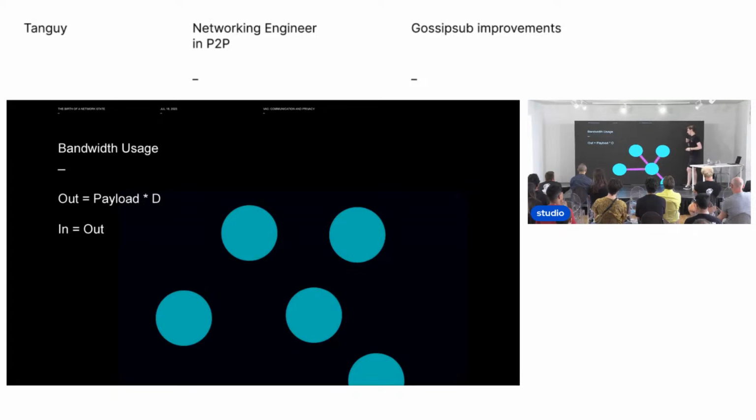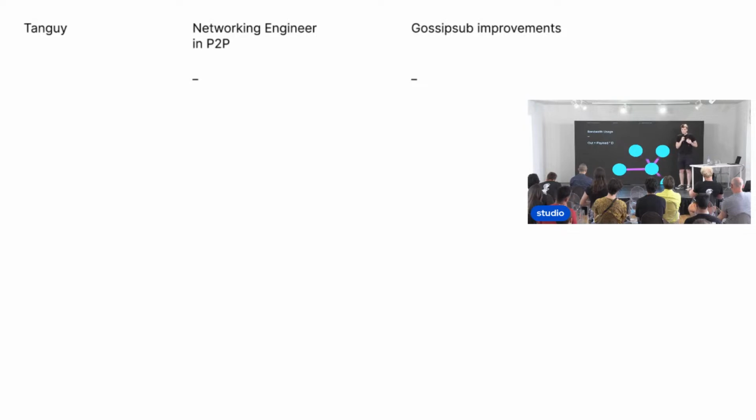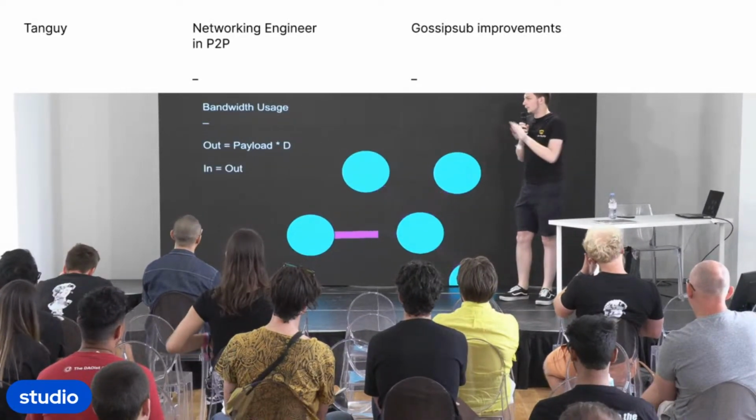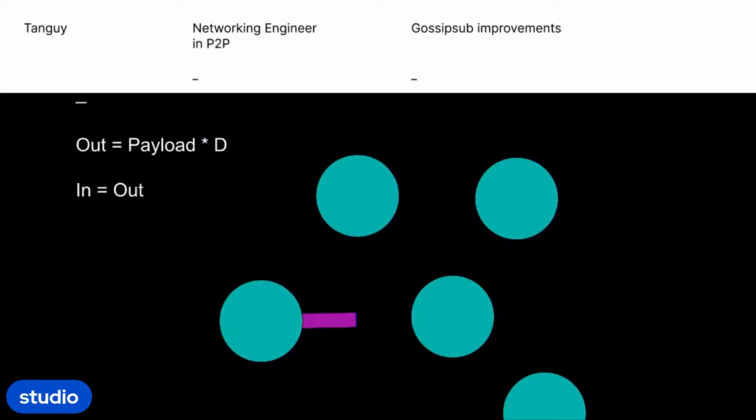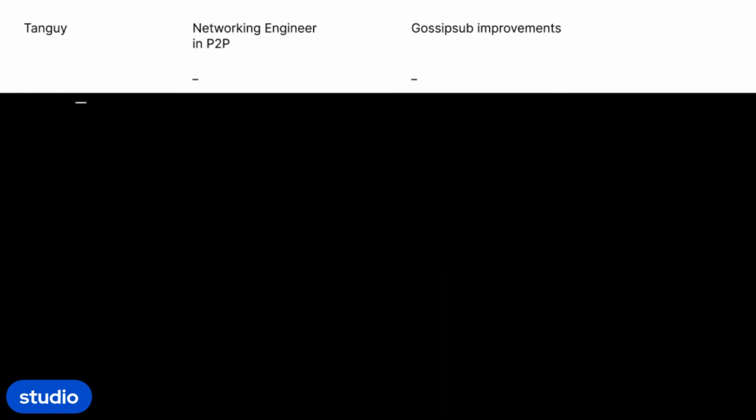Since we are in a peer-to-peer network, every time you send a packet to someone, it means someone will receive a packet. And so at the network scale, the incoming bandwidth will be equal to the outgoing bandwidth by definition. So that was easy. It's our bandwidth usage.